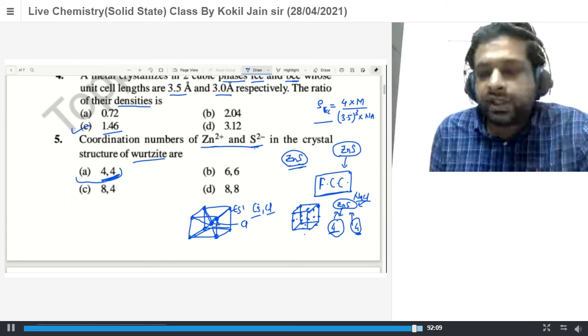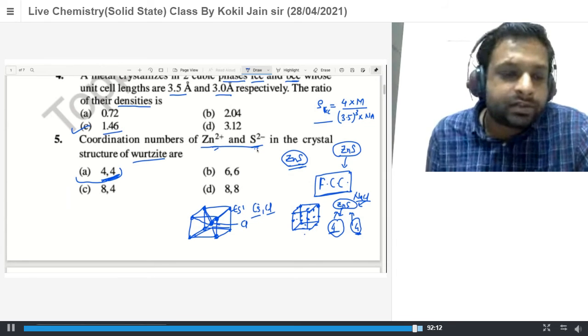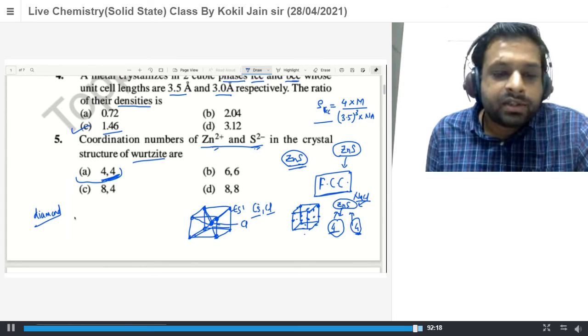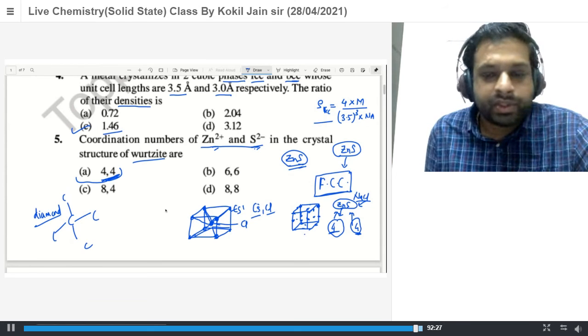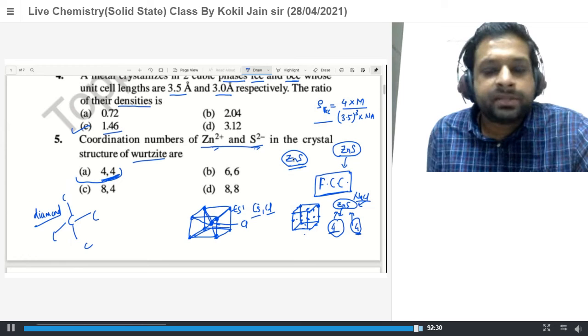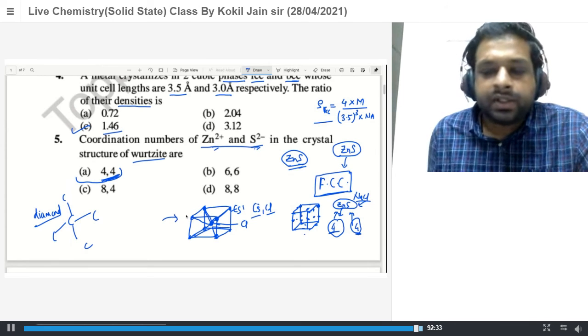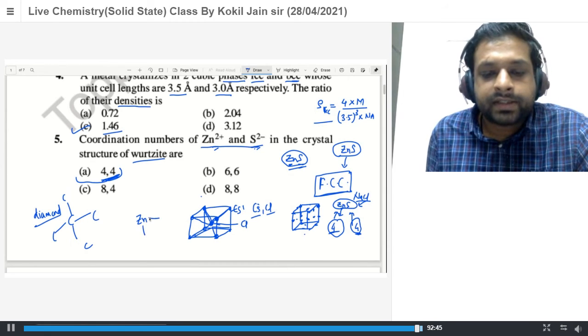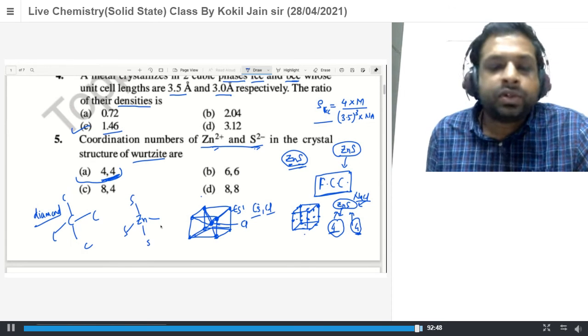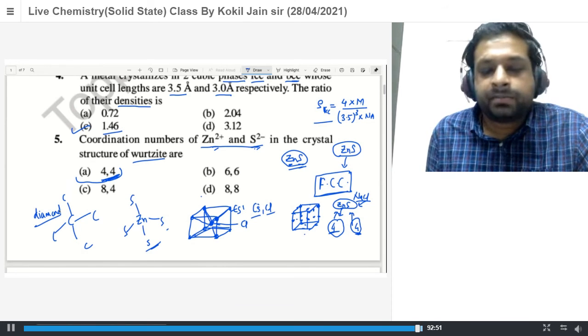Now, in case of zinc sulfide, just like in the diamond structure we saw in covalent crystals, where carbon was bonding with only 4 carbon atoms, those were the 4 nearest atoms to it. The zinc sulfide crystal will show a similar arrangement. This zinc is going to bond with only 4 sulfur effectively, like this. This is what we mean by coordination number here.